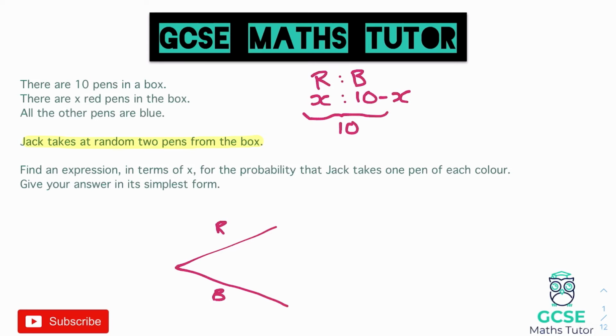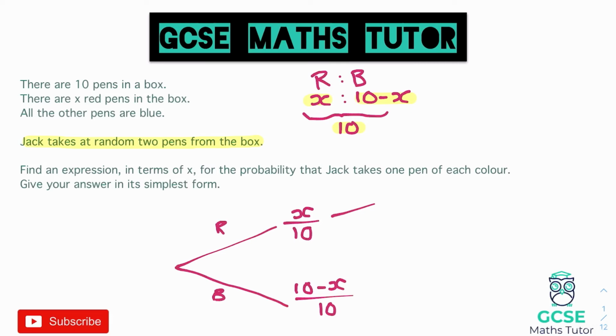We're going to work on the premise that we take 1 pen and then take the second one. So having a look at this then, we've got red, which is X, the probability of red, out of 10. For blue, our expression there for blue is 10 minus X over 10. Again, just taking these probabilities from up here, X out of 10 and 10 minus X out of 10. Now for the second one of our counters, one is going to be removed.